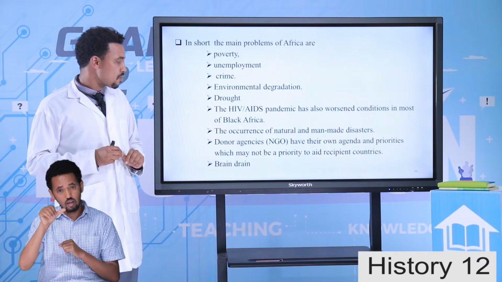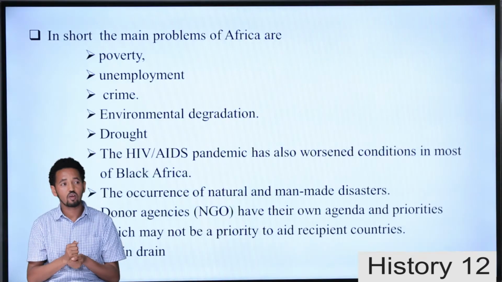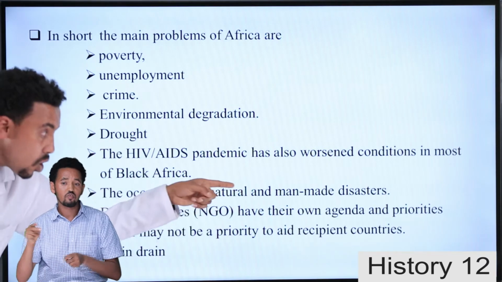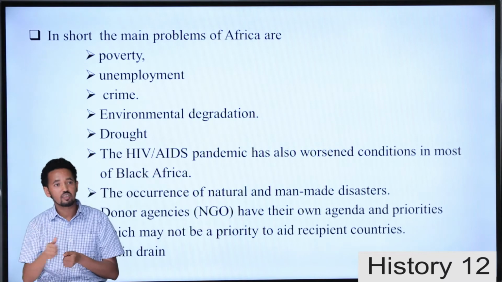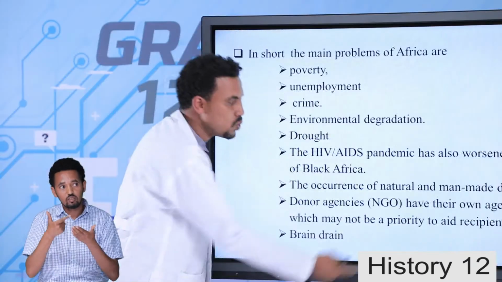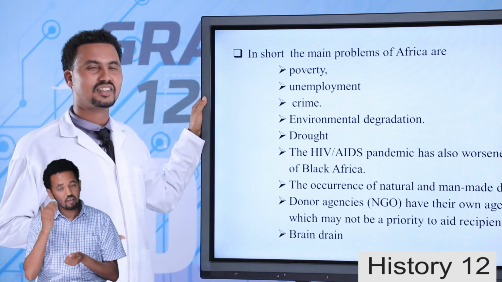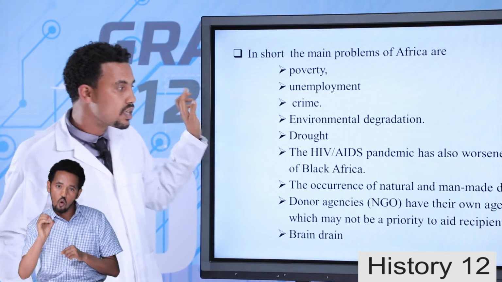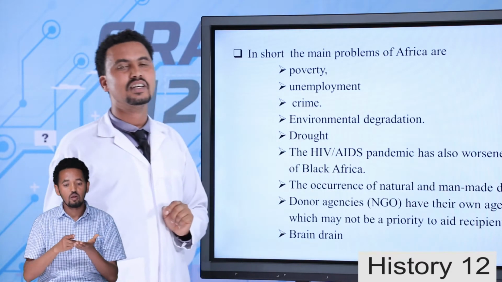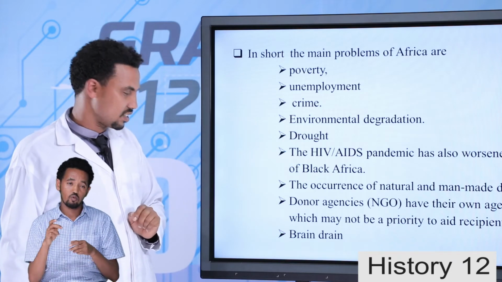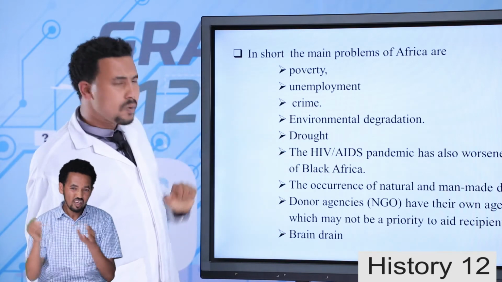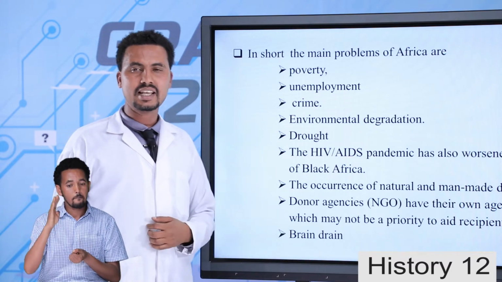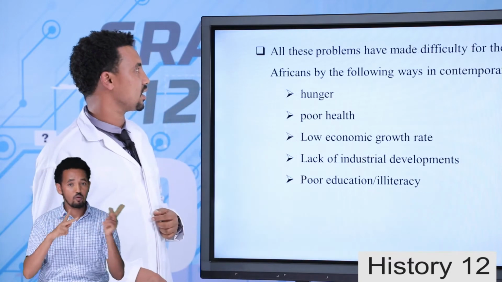The other problem of Africa, donor agencies, or in other words, non-governmental organizations. Non-governmental organizations have their own agenda and priorities, which may not be priorities to aid-receiving countries. Behind any NGO, there were their own priorities. It affects the economy of the African countries. In addition to those problems, the other main problem of Africa, brain drain. Brain drain was another main problem of African countries.